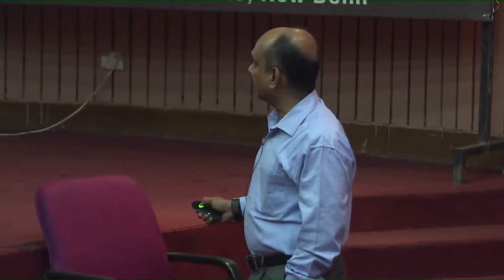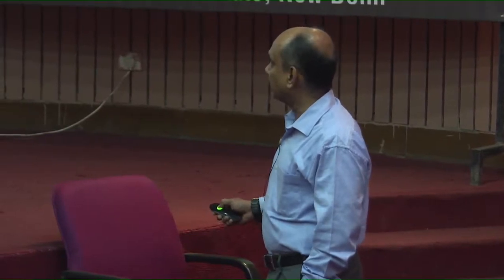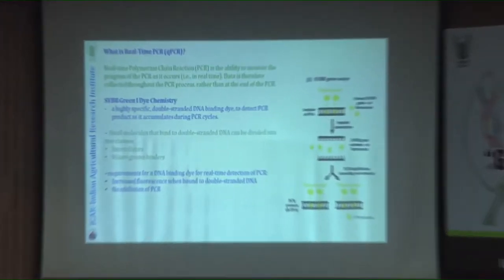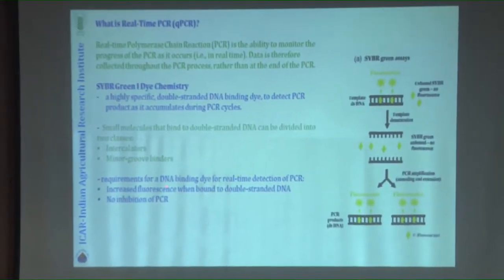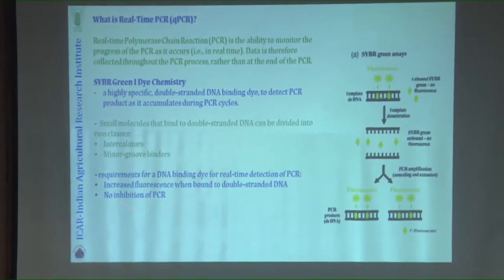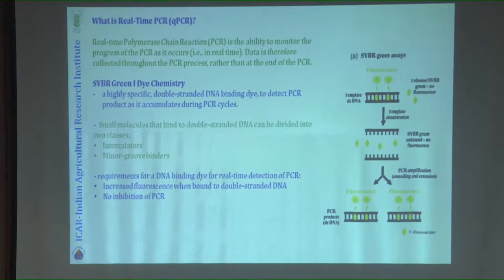Small molecules that bind to double-stranded DNA can be divided into two classes: intercalators and minor groove binders. We bother about the intercalators, those which bind to the two strands. The requirement is increased fluorescence when bound to double-stranded DNA. That's very, very important. The dye you select is very important, because it has to bind with the double-stranded DNA, and then you are able to quantify the fluorescence. And there must be no inhibition of PCR. It should not act as an inhibitor of the PCR reaction. Although we talk about the DNA polymerase, if the dye is an inhibitor, then it is of no use.